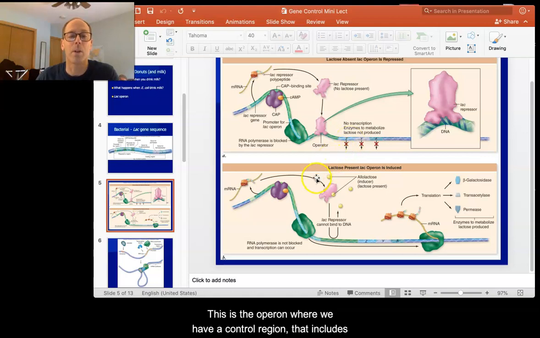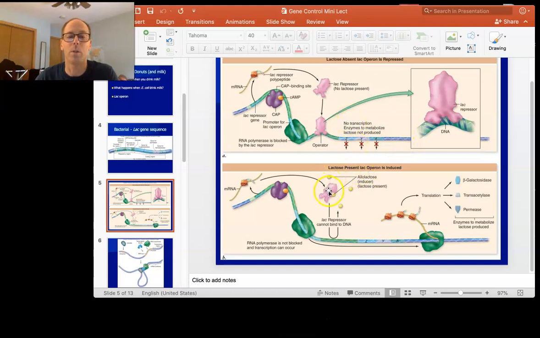So this is the operon, where we have a control region that includes a promoter and an operator, and then a gene region. And in this case, for the Lac Operon, when you have a molecule present, in this case lactose, that binds to this repressor protein, once that happens, we express the genes. But as soon as you take away that lactose, the protein goes back to its proper shape, it sticks to the DNA, and we turn off the gene. So it's a nice little elegant machine for regulating gene expression.